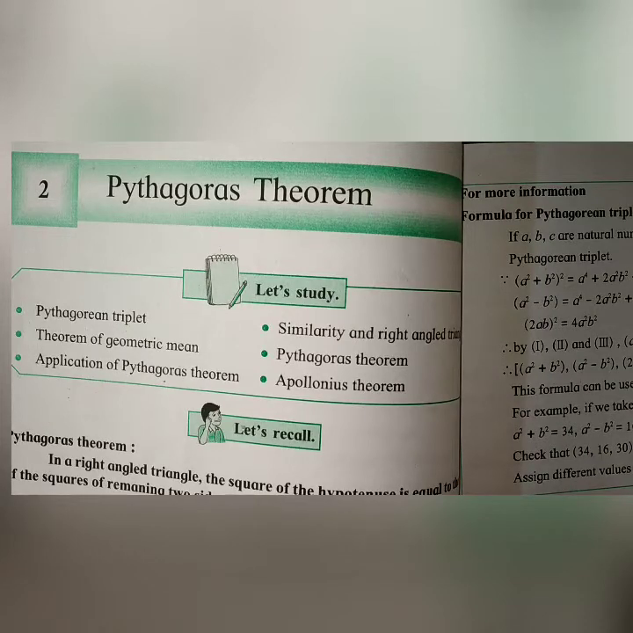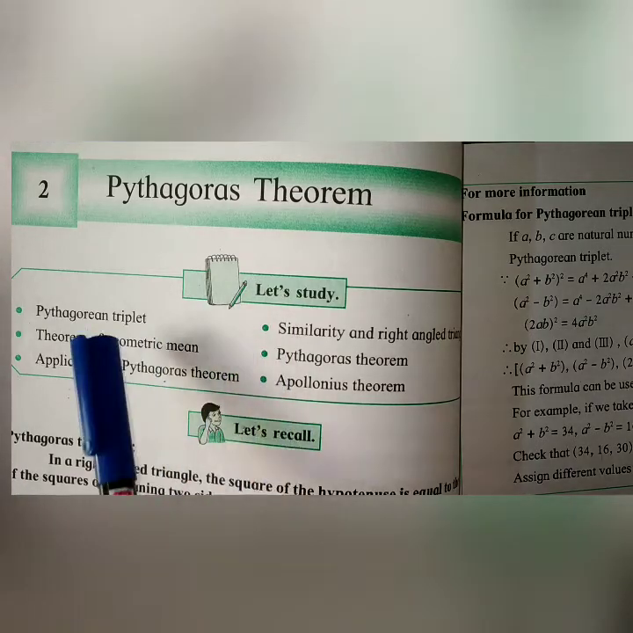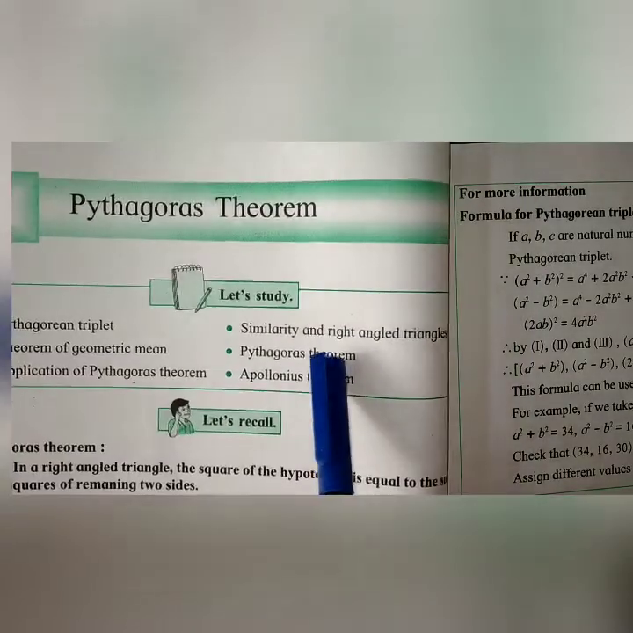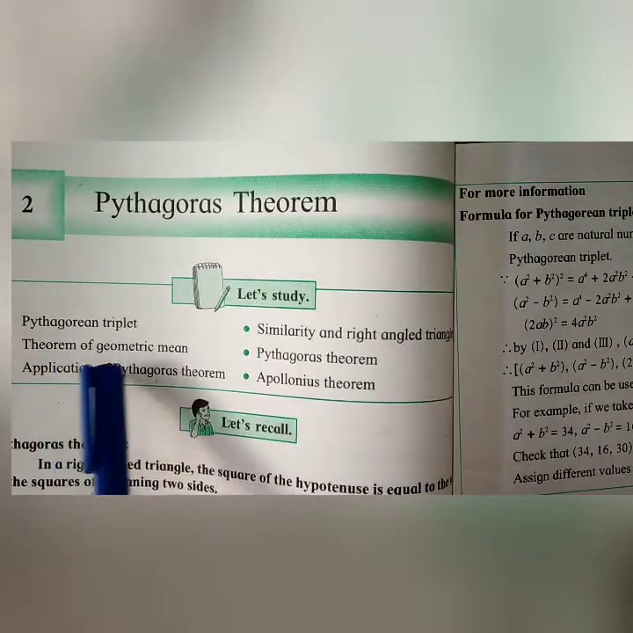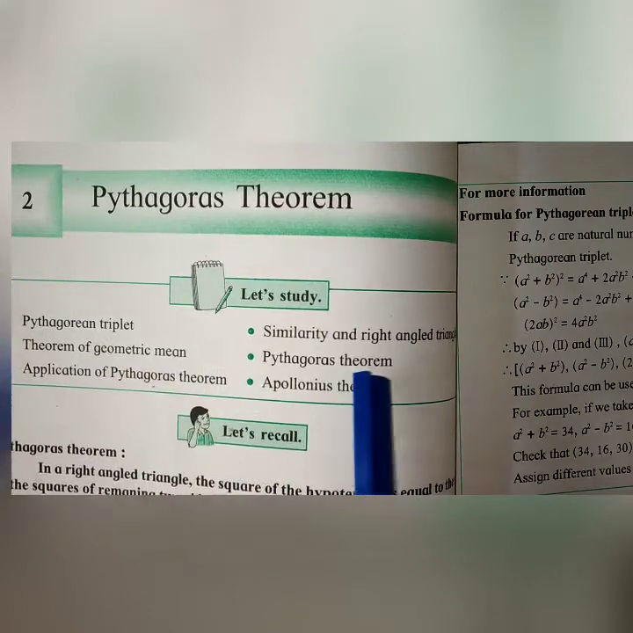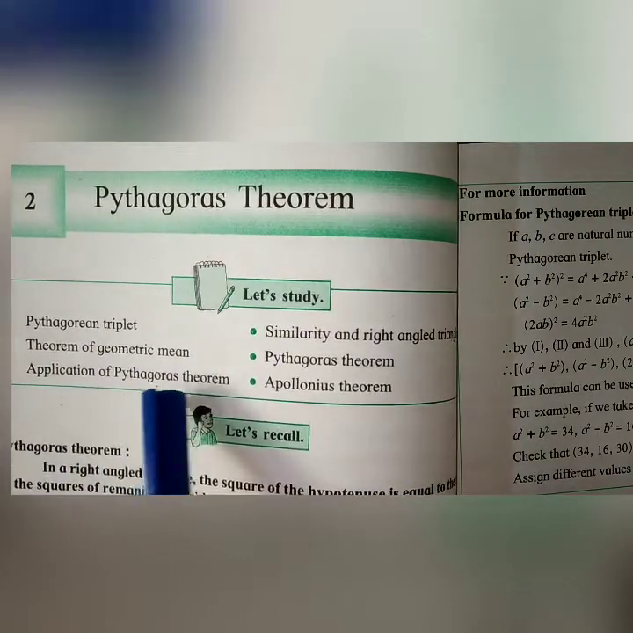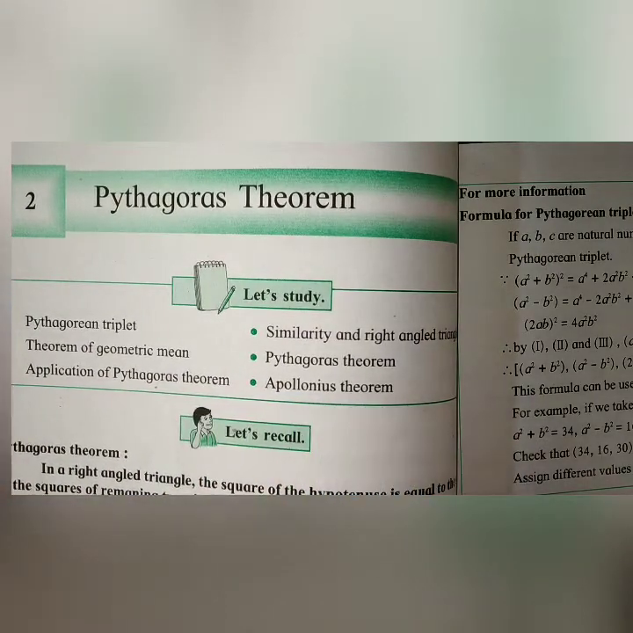Good morning, dear students. Today we start lesson number 2 of Mathematics 2, that is Pythagoras theorem. In this lesson, we study the Pythagorean triplet, similarity and right angle triangles, theorem of geometric mean, Pythagoras theorem, application of Pythagoras theorem, Apollonius theorem.